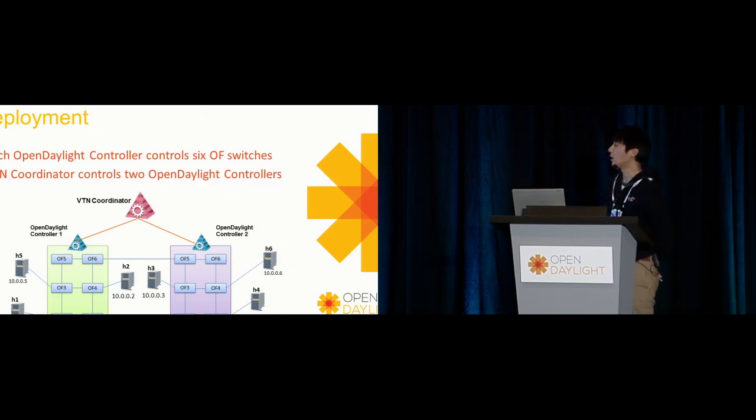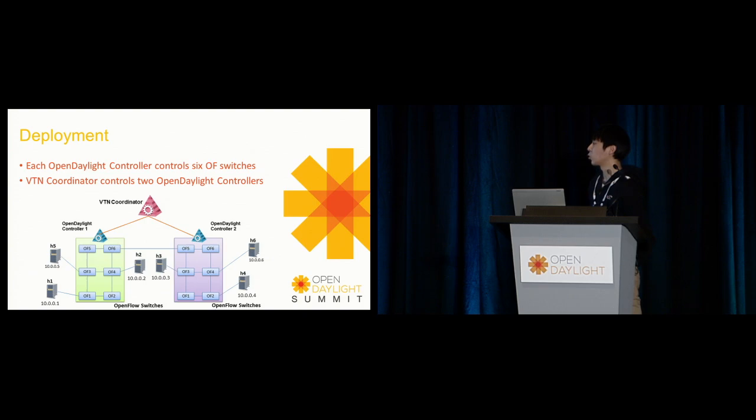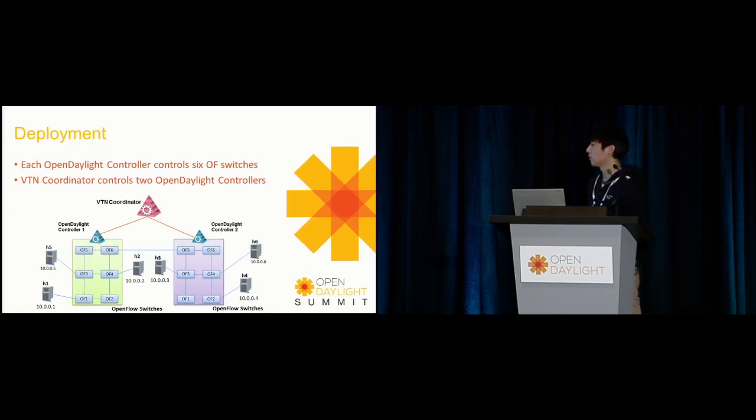For this demo, I've deployed a VTN Coordinator, 2 OpenDaylight controllers, and 12 OpenFlow switches with hosts in our laboratory. Here we use Mininet to generate OpenFlow switches and hosts. Later, I am going to remotely access this environment to show how to create virtual networks. And I'm going to send requests to the VTN Coordinator for virtual networks in the form of REST API.